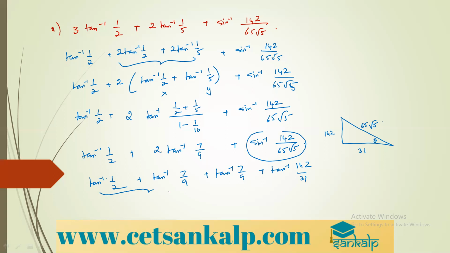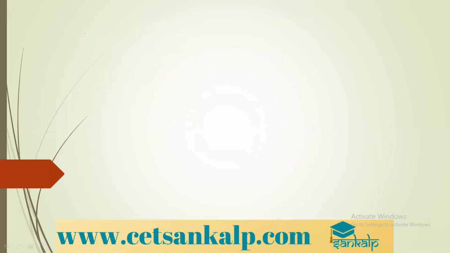So that I can add up these two and these two separately using tan inverse x plus tan inverse y. Instead of doing it like this, we can do it in another way. Because we have tan inverse 1 by 2 and tan inverse 142 by 31, we can add up these two. And then for 2 tan inverse 7 by 9, I can use the 2 tan inverse x formula.